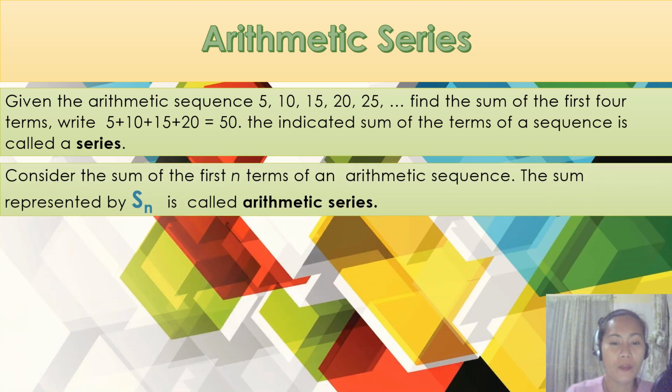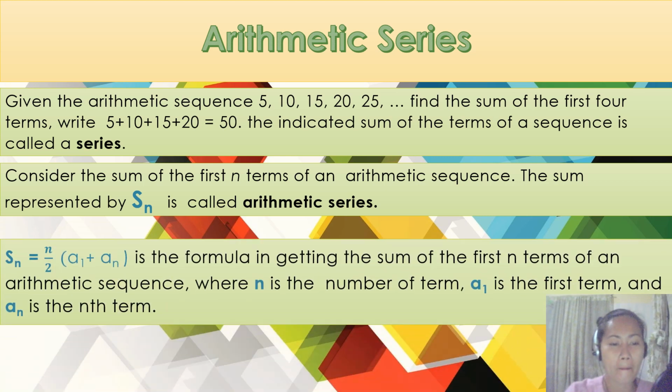Consider the sum of the first n terms of an arithmetic sequence. The sum represented by S sub n is called arithmetic series. S sub n equals n over 2 times the quantity a sub 1 plus a sub n is the formula in getting the sum of the first n terms of an arithmetic sequence, where n is the number of terms, a sub 1 is the first term, and a sub n is the nth term.